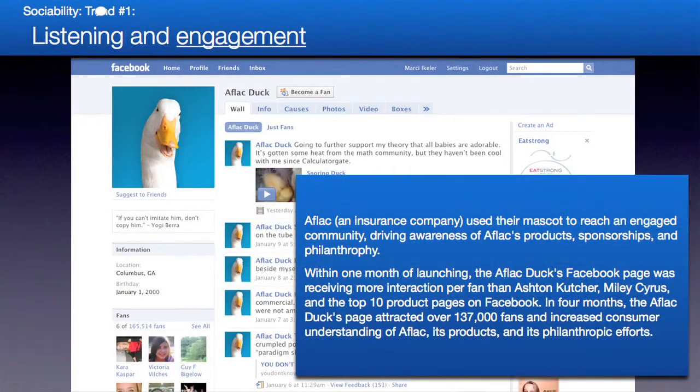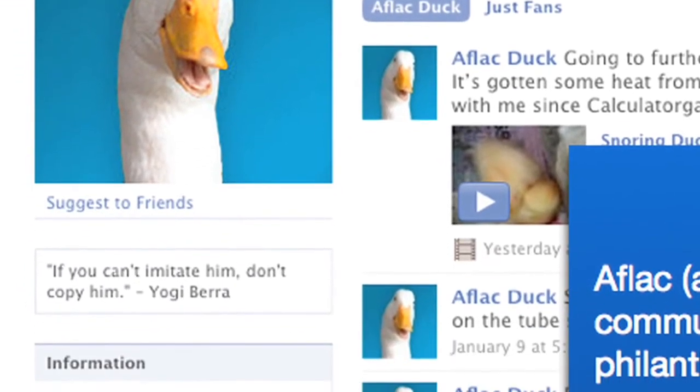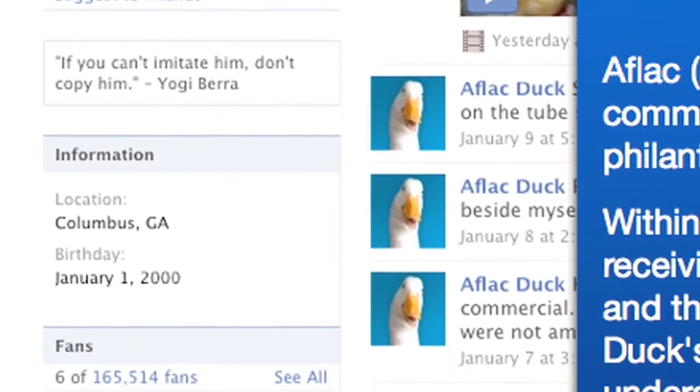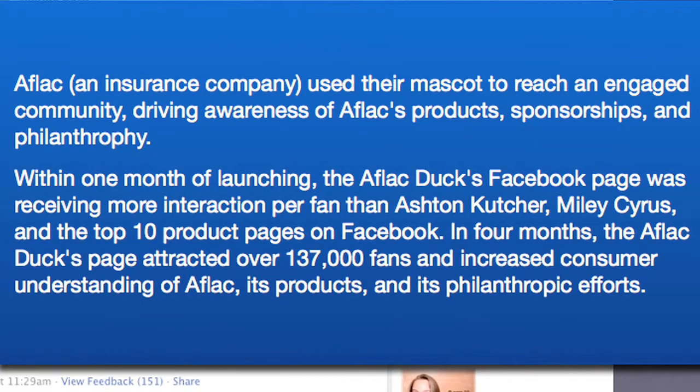A cool example is the Aflac duck on Facebook. Aflac is an insurance company. It's not a particularly sexy category. But they have their mascot who has a Facebook page, and he just updates with interesting information, tells about contests, promotions, etc. And what's fascinating is that they use it so well that their Facebook page receives more interaction per fan than Ashton Kutcher, Miley Cyrus, or the top 10 product pages on Facebook.